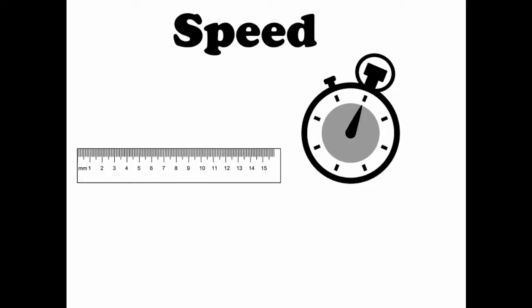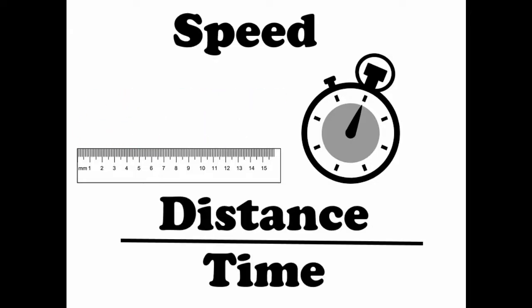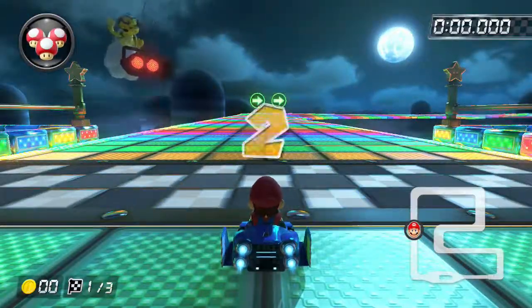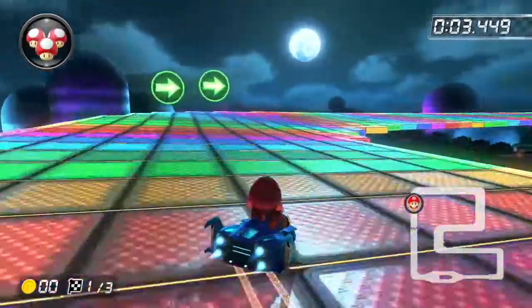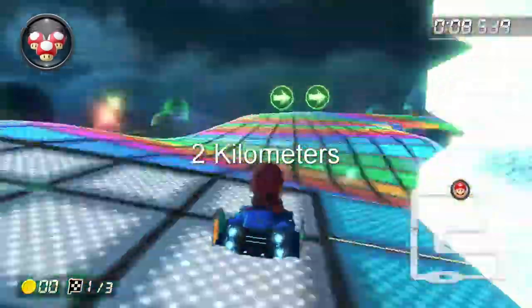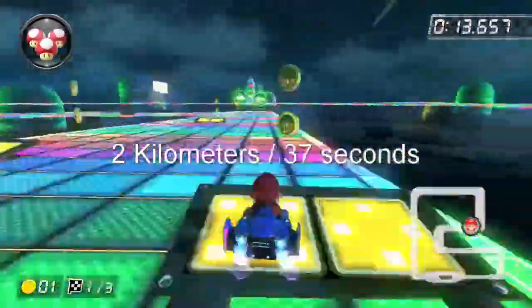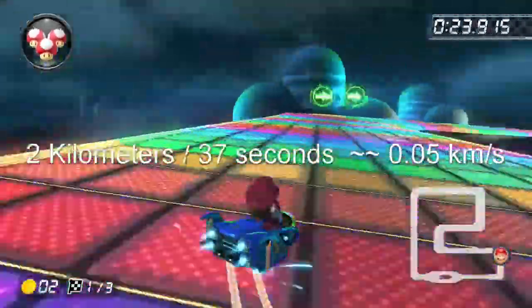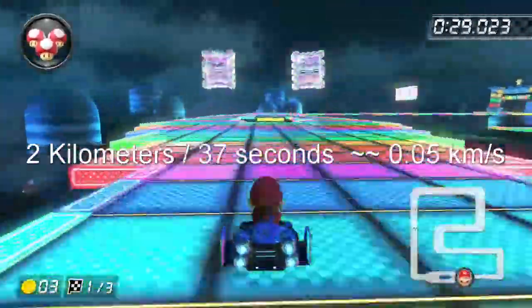First up, speed. It is the distance something travels over time. It is how fast something goes. The formula is distance over time. An example is Mario Kart, where I complete a lap in about 37 seconds. Say the track is about 2 kilometers long. By dividing 2 kilometers by 37 seconds, I get an average speed of 0.05 kilometers per second.